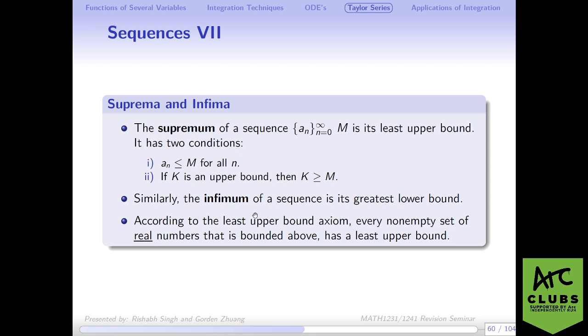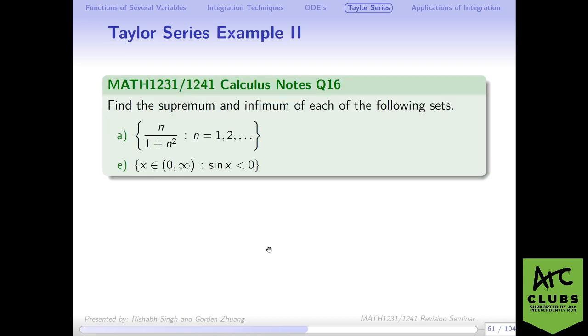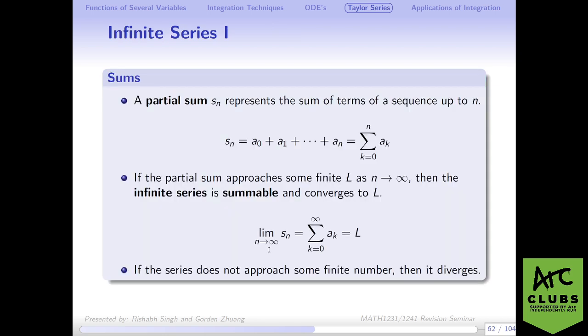And we have this least upper bound axiom, which states that every non-empty set of real numbers that is bounded above has a least upper bound. So if we have a sequence of real numbers, we can always find a supremum, as long as it's bounded above. So here I have an example, but I shall skip this.